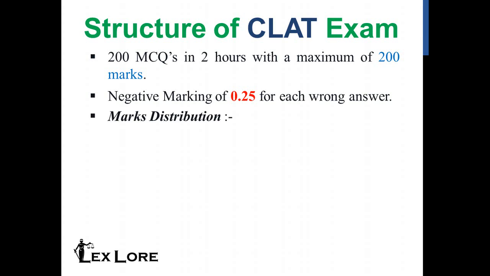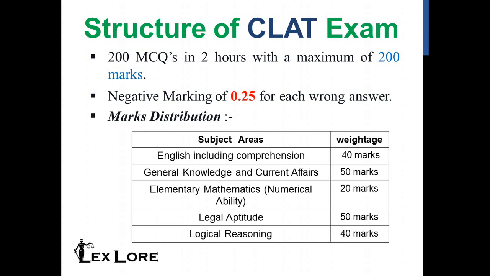Let us now talk about the marks distribution, because the CLAT exam consists of various areas which are asked. First is English including comprehension, which is of 40 marks. Second is GK, general knowledge and current affairs, which is of 50 marks. Third, elementary mathematics, that is numerical ability, has 20 marks. Fourth is legal aptitude, which is of 50 marks, and fifth is logical reasoning, which is of 40 marks.